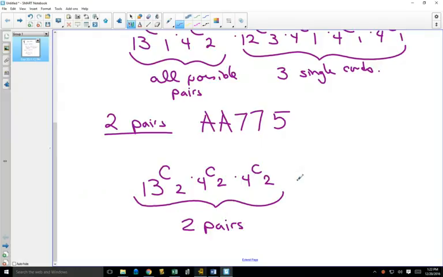Following the same way, if we're going to do our single card now, how many numbers are left? 11. So we could do 11 choose 1. And then if you chose the 5, how many 5s are there? There's 4 5s, and you need to choose 1. This will be a single card.